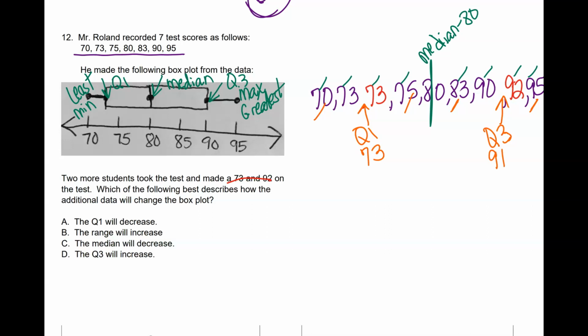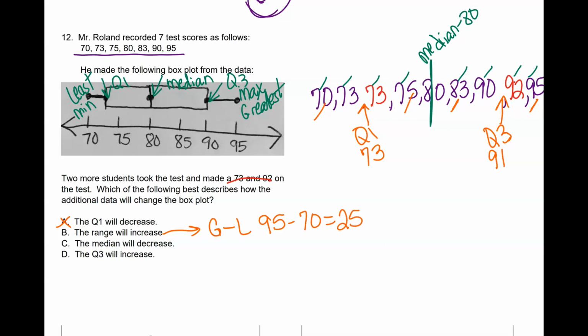Okay, so now let's look back at our answer choices. The Q1 will decrease. Q1 is going to stay the same. So that's not correct. The range will increase. Okay, range is going to be where we're taking our greatest minus our least. So on the original box plot, we have 95 minus 70, which gives us 25.